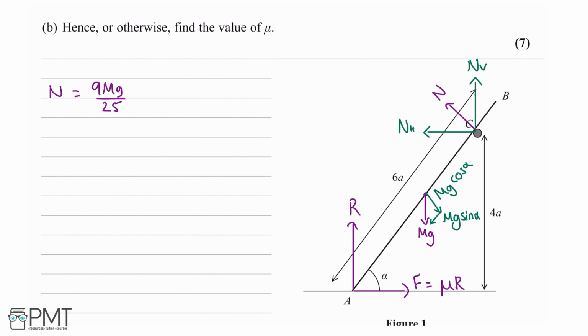Part B has asked us, hence or otherwise, find the value of mu, okay? And this part is worth 7 marks. So the first thing we need to do is split our normal reaction force at this point here, point C, into horizontal and vertical components, like I've drawn on the diagram. But first I'm going to draw a vector triangle just to show how this can be done. So we're going to begin with a vertical somewhere down here.